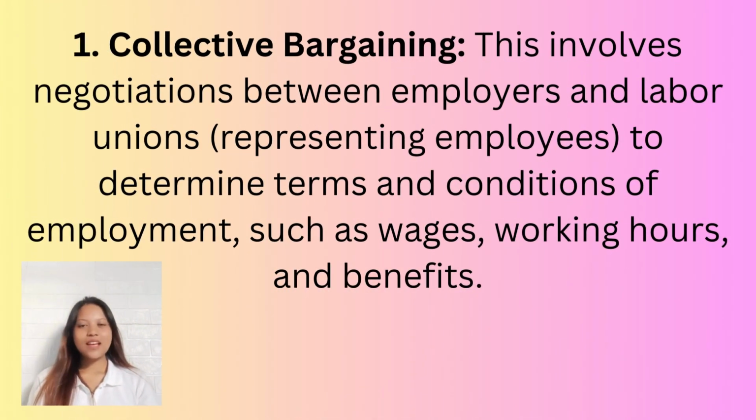As what the first reporter tackled about labor relations, here are the 8 components under labor relations. First is collective bargaining, which involves negotiation between employers and labor unions representing employees, to determine terms and conditions of employment, such as wages, working hours, and benefits. Collective bargaining is a process in which representatives of a group of employees, often a labor union, negotiate with representatives of the employer to reach agreements on various terms and conditions of employment. The goal of collective bargaining is to establish mutually acceptable terms for issues such as wages, working hours, benefits, and working conditions.